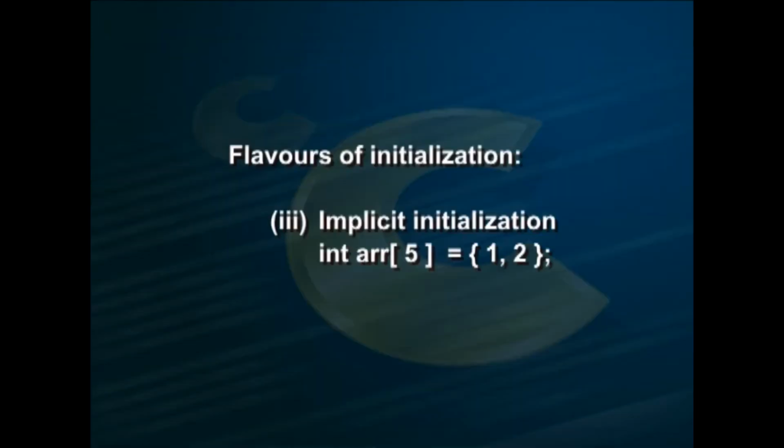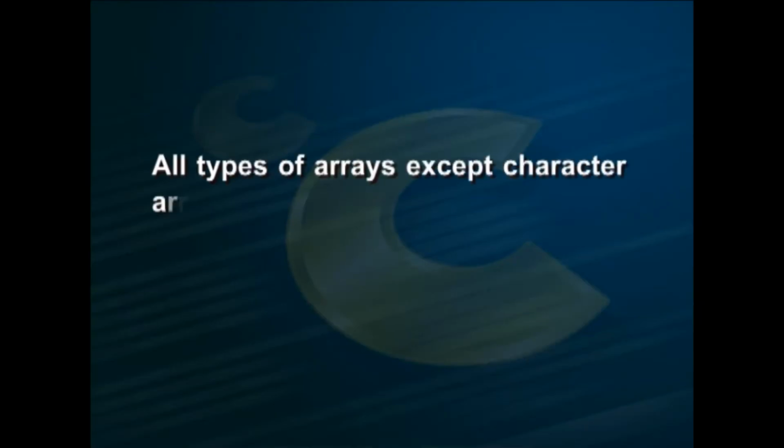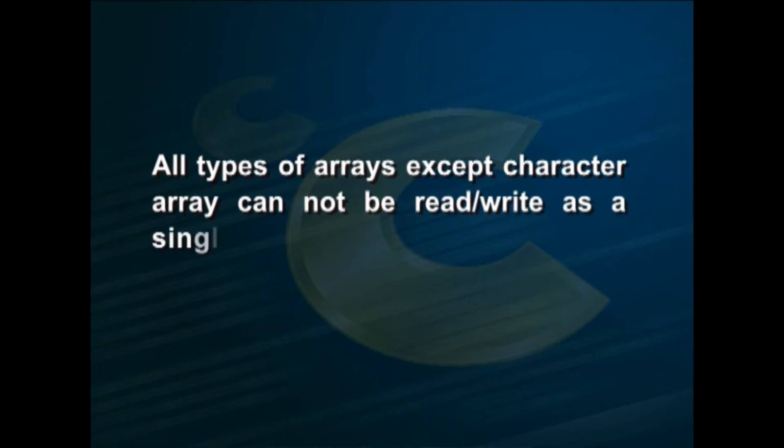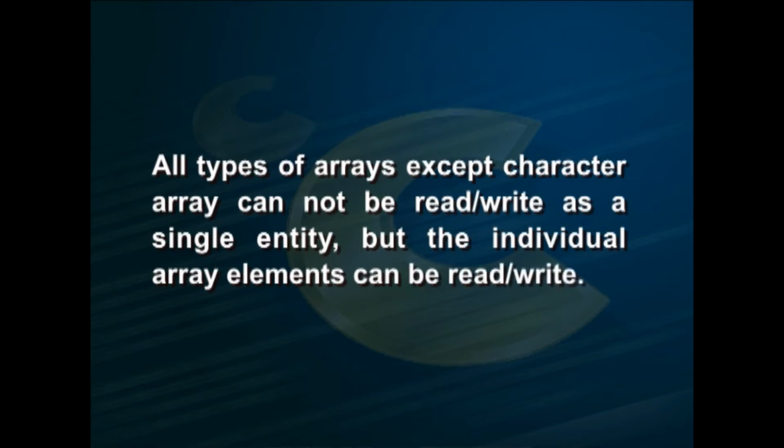Implicit initialization. int ARR[5] = {1, 2}. The first 2 elements in ARR array are initialized with 1 and 2, and the remaining elements are initialized with 0. Reading and writing of one dimensional arrays. As we already discussed, an array is a single entity holding a sequence of data items of similar data type. All types of arrays except character array cannot be read or written as a single entity, but the individual array elements can be read or written.